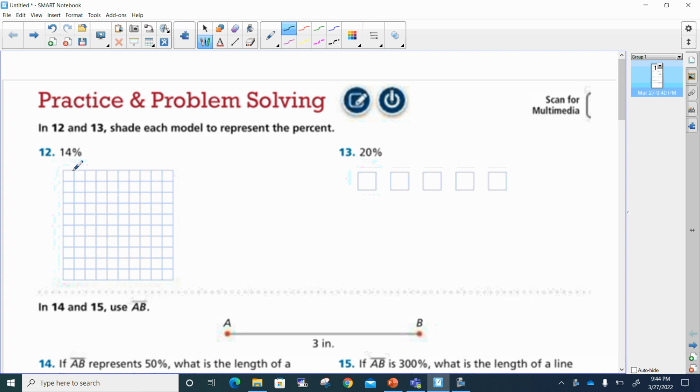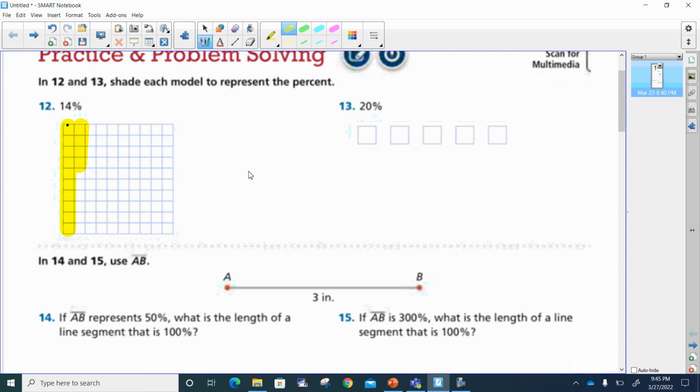Well, let's see how many there are. There's 1, 2, 3, 4, 5, 6, 7, 8, 9, 10 by 1, 2, 3, 4, 5, 6, 7, 8, 9, 10. So that's 100 of these. So 14%, no doubt, is going to be 14 of these, right? So if I was going to shade these in, let's just use the highlighter here, and that would make all of these, and it would also make 4 of these. There we go.